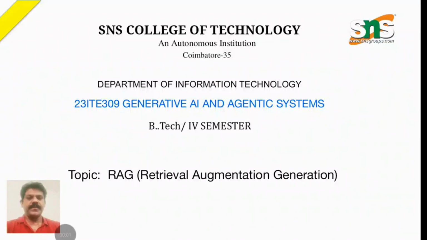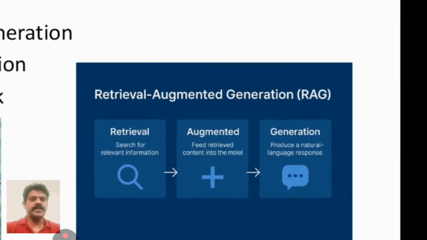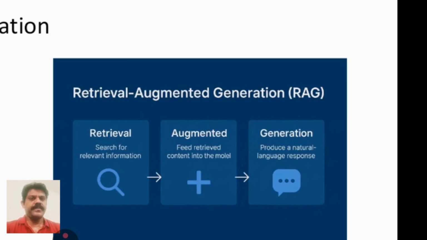Hello, good morning students. Today we are going to see the topic RAG, Retrieval-Augmented Generation, from the course Generative AI and Agentic Systems. Let's start with the introduction about what is RAG and workflow automation. It is highly used in autonomous task execution, where each and every word has a purpose and meaning. Retrieval is the process of searching the relevant information which exists, and augmentation here means feeding the retrieved content into the AI model, and from that, generation takes the understanding of producing the natural language response with respect to the prompt and queries.